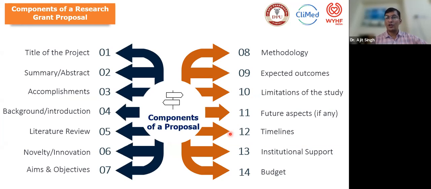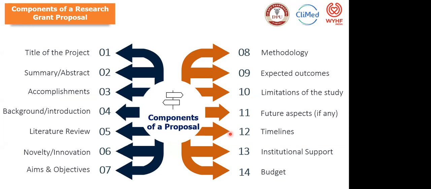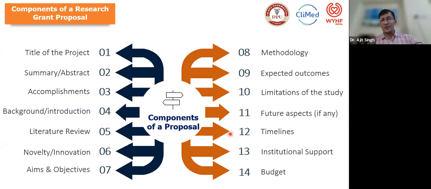Aims and objectives are what you are going to accomplish, and then the entire methodology. I'm going to discuss this methodology part separately. Methodology means you have to discuss the site, the population, the ethical considerations, the statistical methods, and the study design. Everything will come under execution. Everything will come under methodology, instrumentation too.